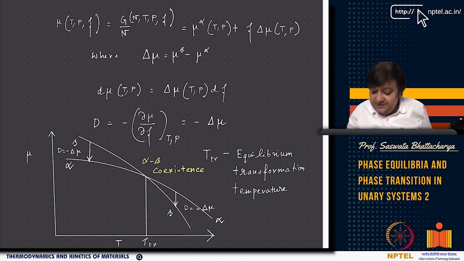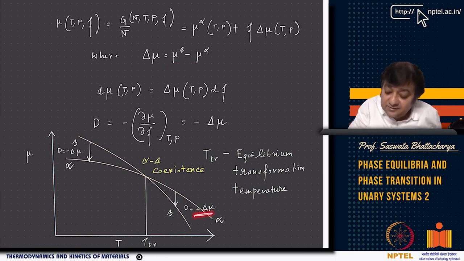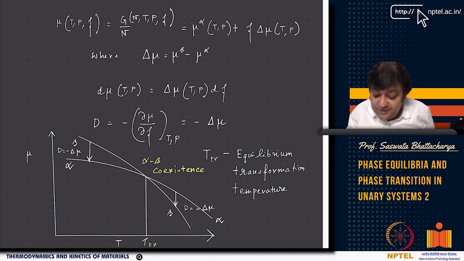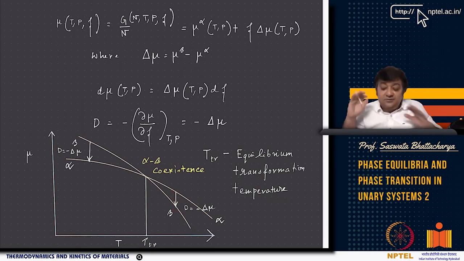Now, if I go above T_TR, d is still minus delta mu. But now the alpha phase has higher energy, or higher mu, than the beta phase. So, minus of delta mu, where delta mu is mu beta minus mu alpha, is nothing but mu alpha minus mu beta, and mu alpha minus mu beta is positive. As a result, alpha will try to transform to beta along some path.